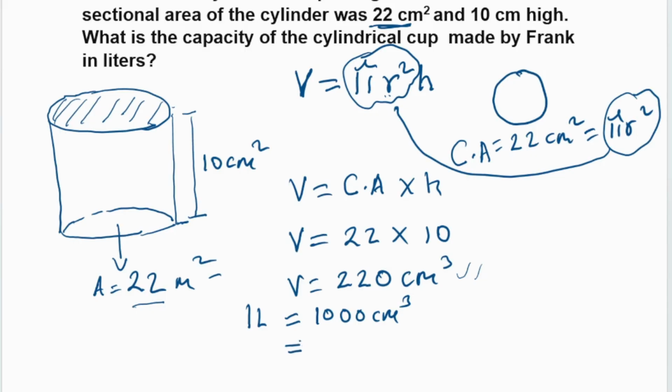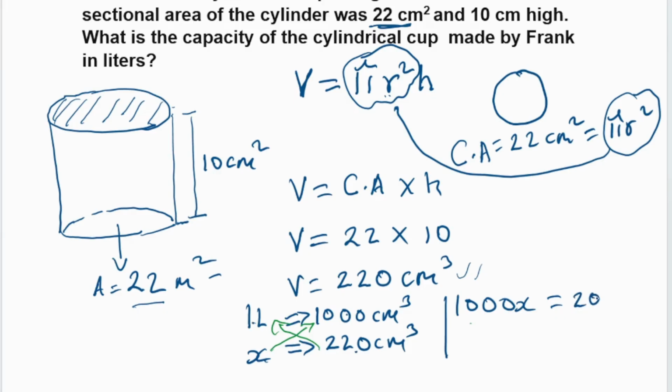Now we can ask ourselves, if 1 liter is equivalent to 1000 centimeters cubed, what about 220 centimeters cubed? How many liters are these? This will be x. Now we can cross multiply, so this times this is 1000x, which is equal to 220 times 1, which is 220.